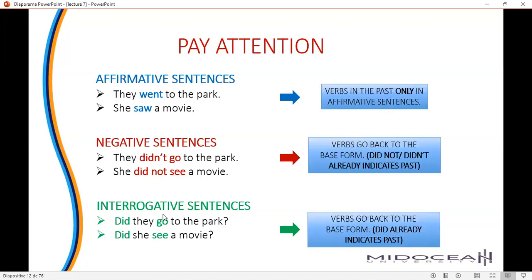Interrogative sentence. Example: did they go to the park? Did she see a movie? So here verbs go back to the base form. You have did, which already indicates past.